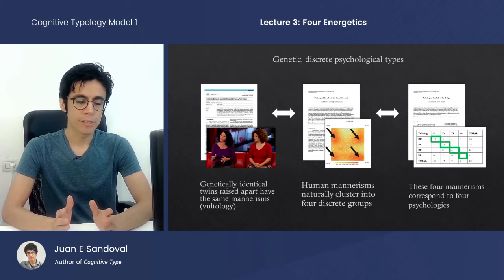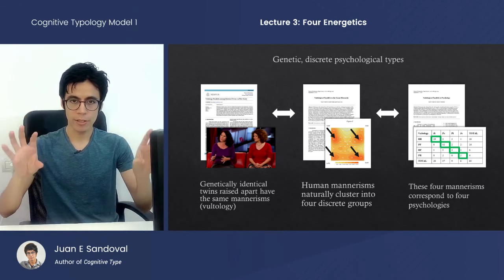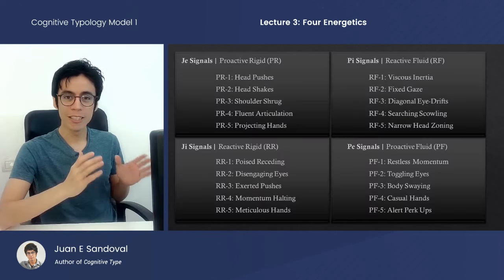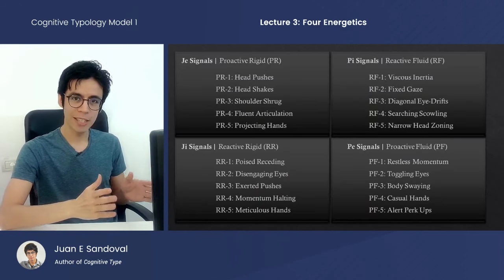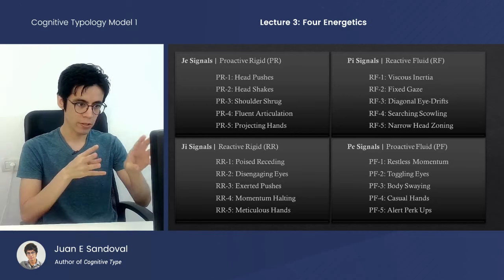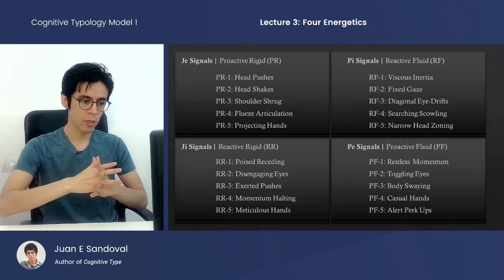But what we didn't do last time is go into the details of what these four signal clusterings actually consist of. And that's what we're going to do in this video. So what you see on screen right now are 20 signals. There are 5 signals for each of those intersections that we talked about. When you put those two together, there's more nuance that emerges when you intersect them.